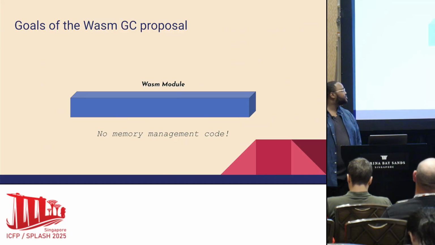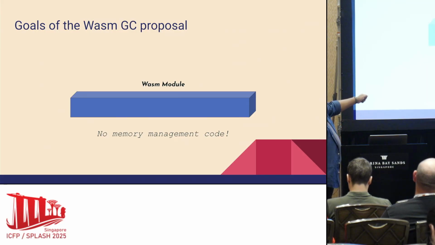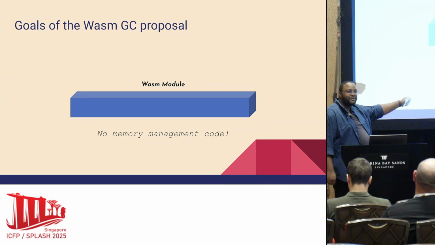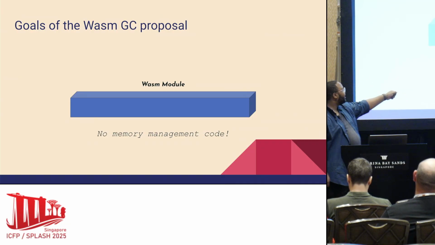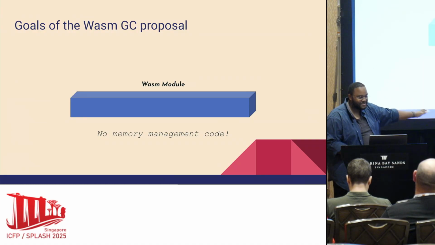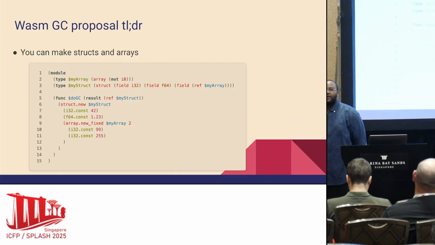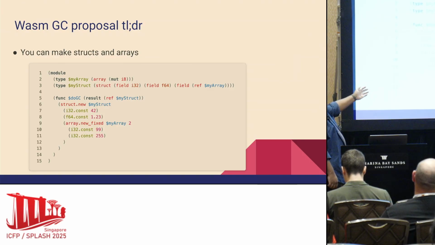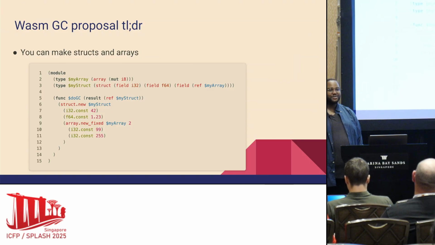So this is the dream. We have a WebAssembly module where there's no memory management code whatsoever. All of the code in your WebAssembly module is just your user code. That's the absolute dream. So what does this actually mean in practice? Well, you can make structs and arrays. That's what the GC proposal is.